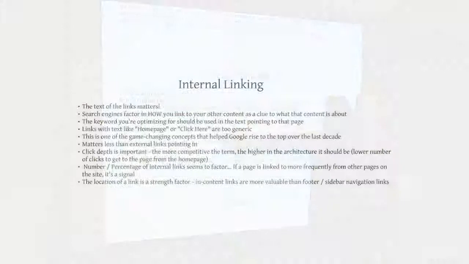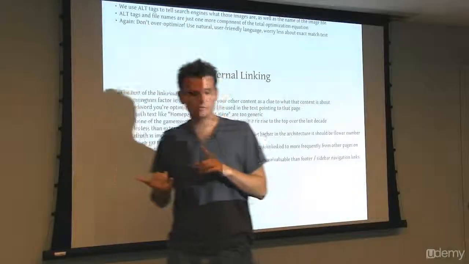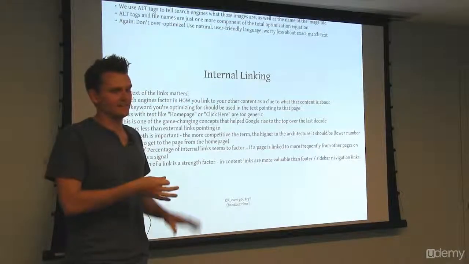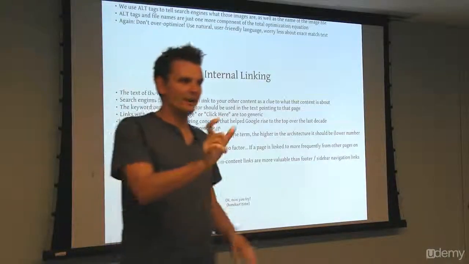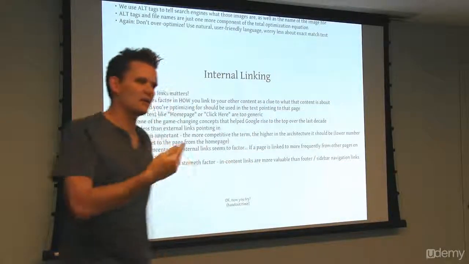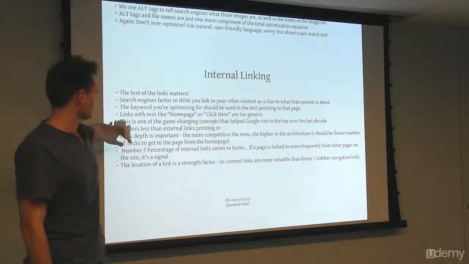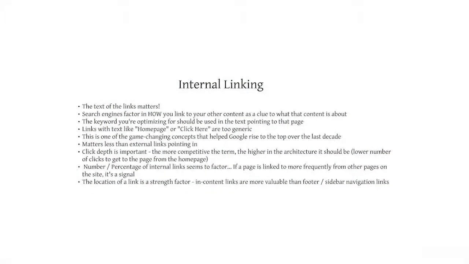The text of your links matters. This was one of the concepts that really made Google separate themselves from the pack. Search engines factor in how you link to your content as a clue to what that content is about, right? So if you use text like click here, try this website, here, or link, you're not describing what that content's about. It's just too generic, so you want to avoid that if you can.